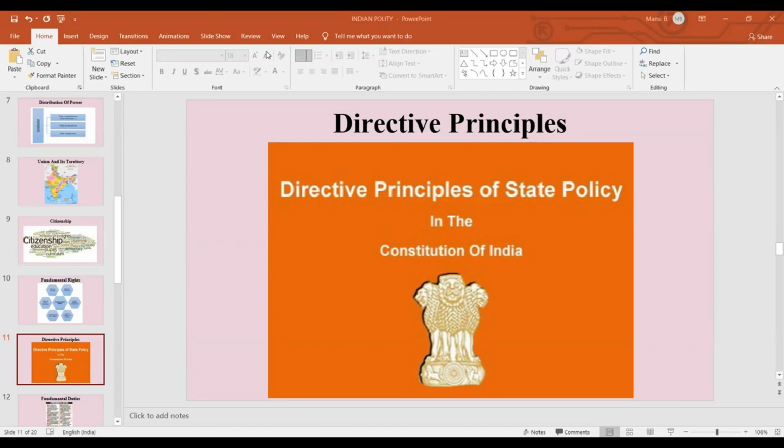Just remember, they are guidelines. They are not justiciable. You cannot approach court for it. If they are fulfilled, good. If not, nothing can be done about it. To fulfill them, you'll need a law. You have to bring about changes or perhaps some amendment.